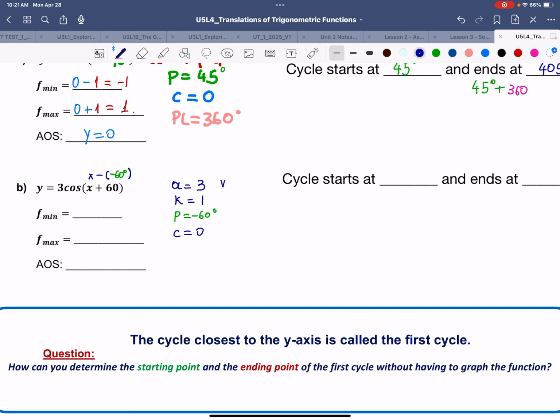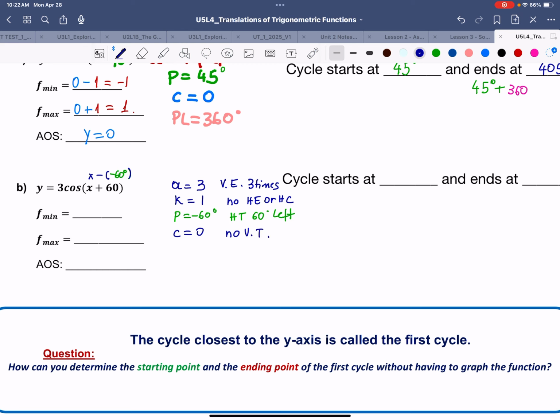So there is a vertical expansion, 3 times taller. There is no horizontal expansion or horizontal compression. There is a horizontal translation of 60 to the left and no vertical translations.